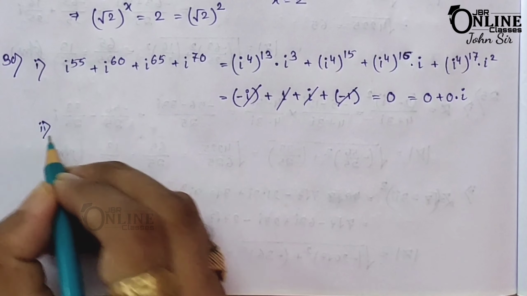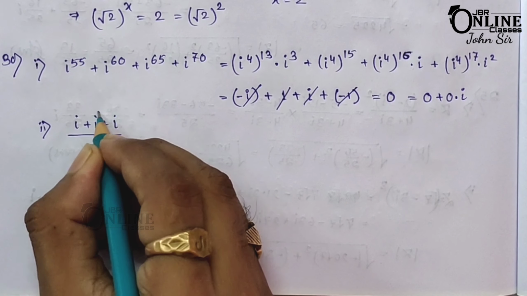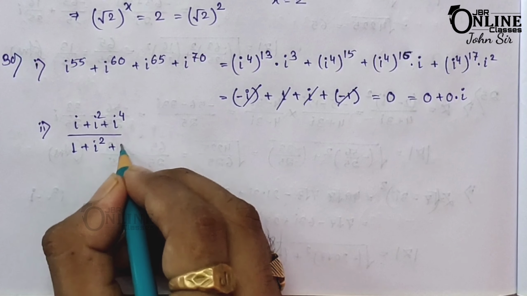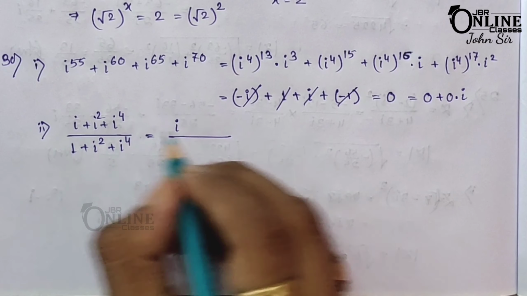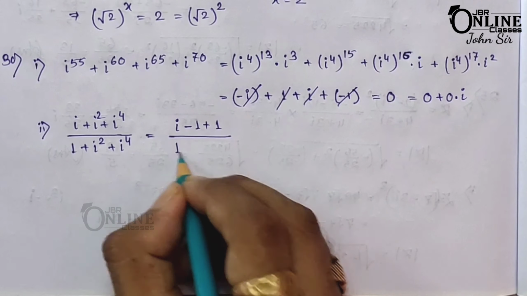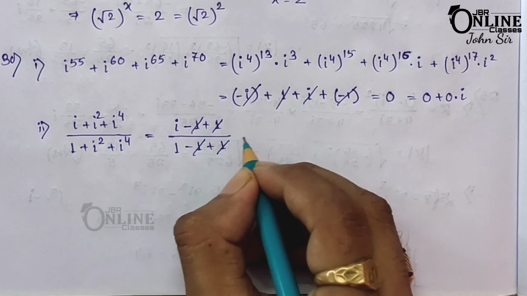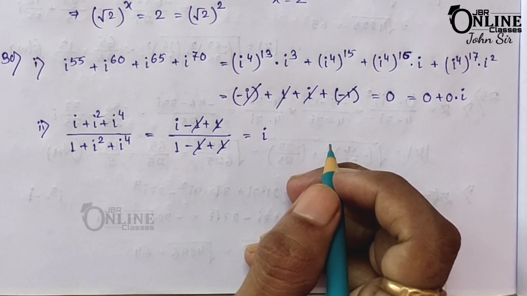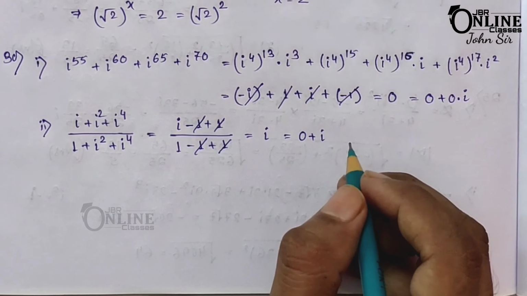Now next one, number 2. In 32, here i, then i square, and then i to the power 4, and here 1 plus iota square plus iota to the power 4. So I write down here iota square means minus 1, and iota to the power 4 equals plus 1. Here 1, iota square means minus 1. So 1 cancels out, here also cancels out, so it will be only i. Okay, so it will be only i as your answer. Or you can also write this as 0 plus i, that means in A plus iB form.